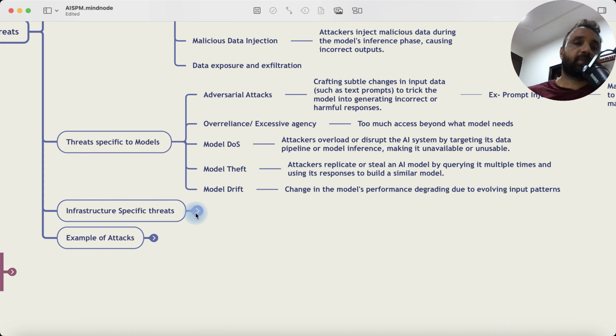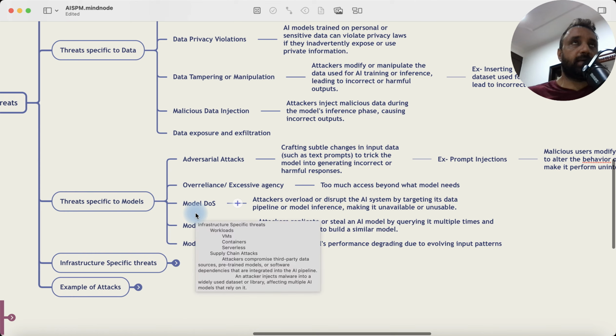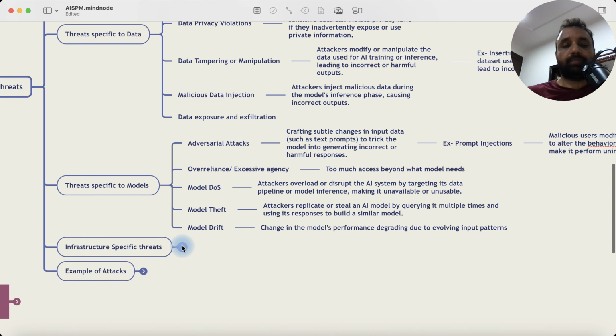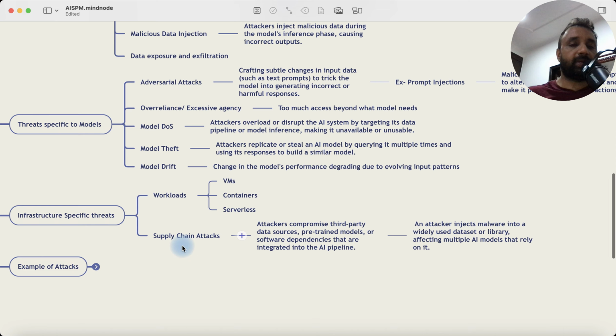Now, we've so far covered threats to the app, threats to the data, threats to the model, and then of course the infrastructure specific threats. So going back to the VMs, containers, serverless, the standard infrastructure threats that exist on these workloads. You also have supply chain attacks. This is where attackers can compromise third party data sources, pre-trained models, or software dependencies that are integrated into the AI pipeline. For example, an attacker can inject malware into a widely used data set or library, affecting multiple AI models that rely on it.